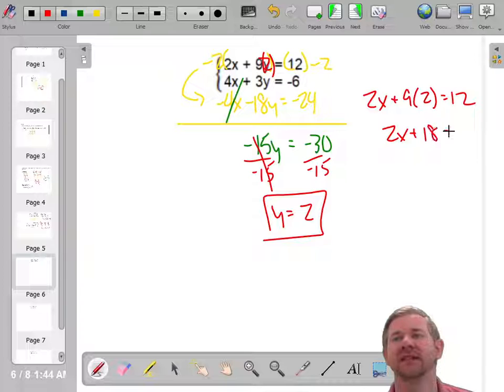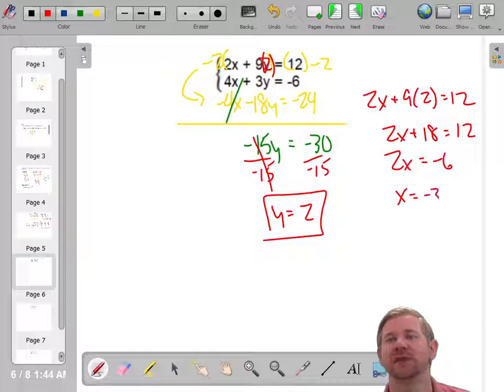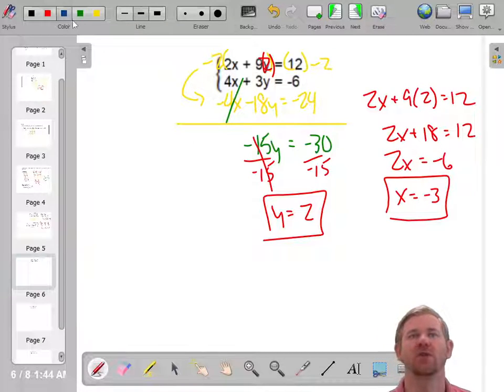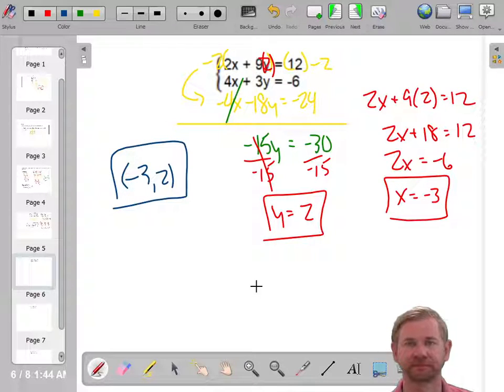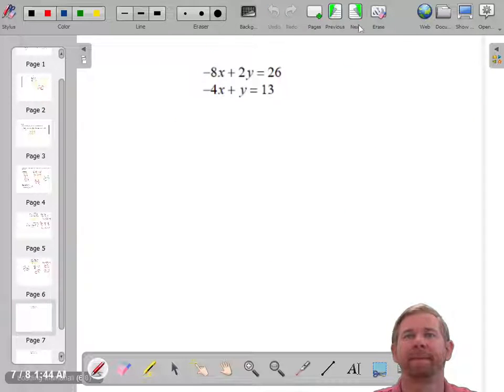2x plus 18 equals 12. So when you subtract 18, you get negative 6. So x must be negative 3. So as an ordered pair, negative 3, 2. Okay? What else we got?